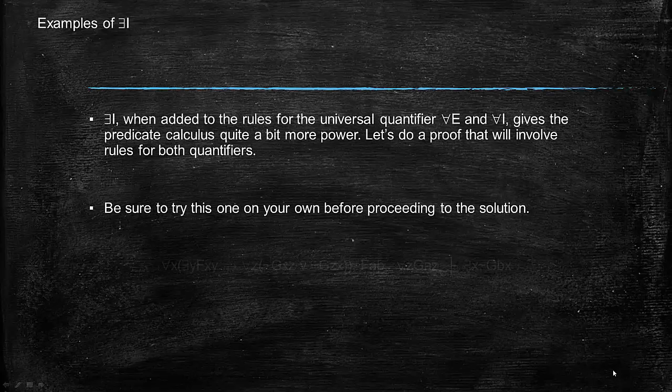All right, so let's go ahead and do a couple more proofs where we get to combine existential introduction with some of the rules we already know from the universal quantifier. Go ahead and try this on your own. This should be doable. Give it a good try and then start us back up and see if you got it right.